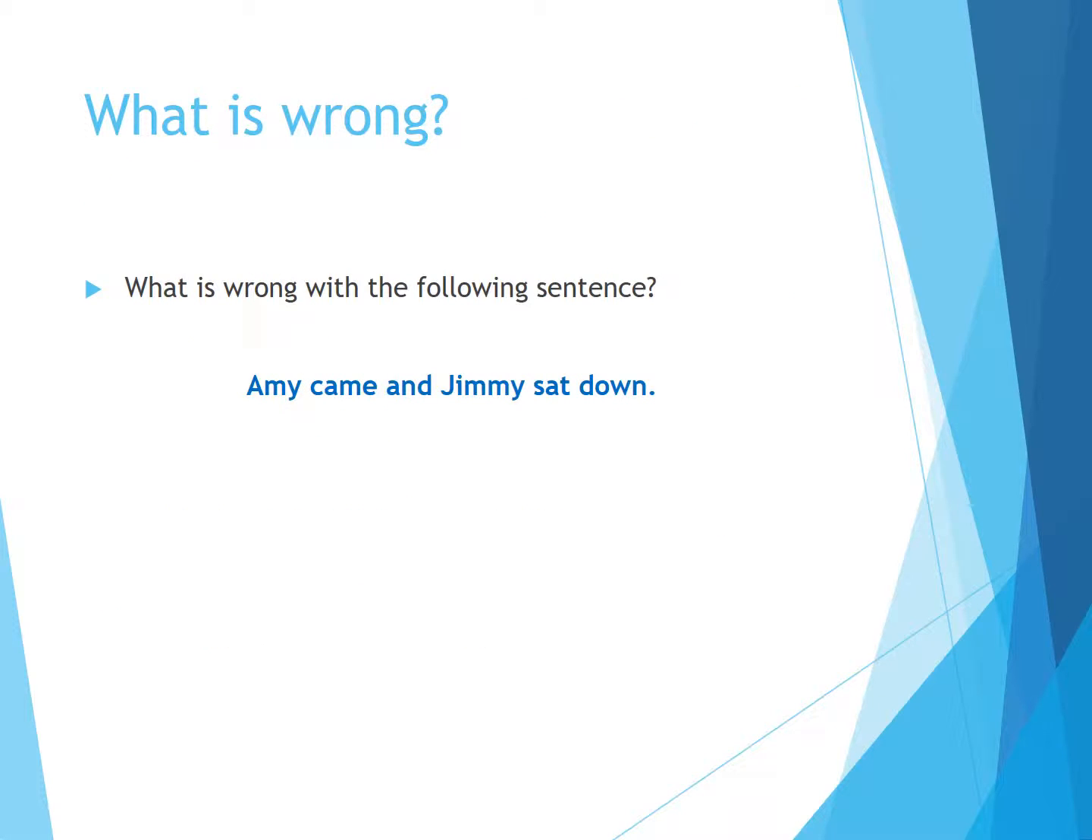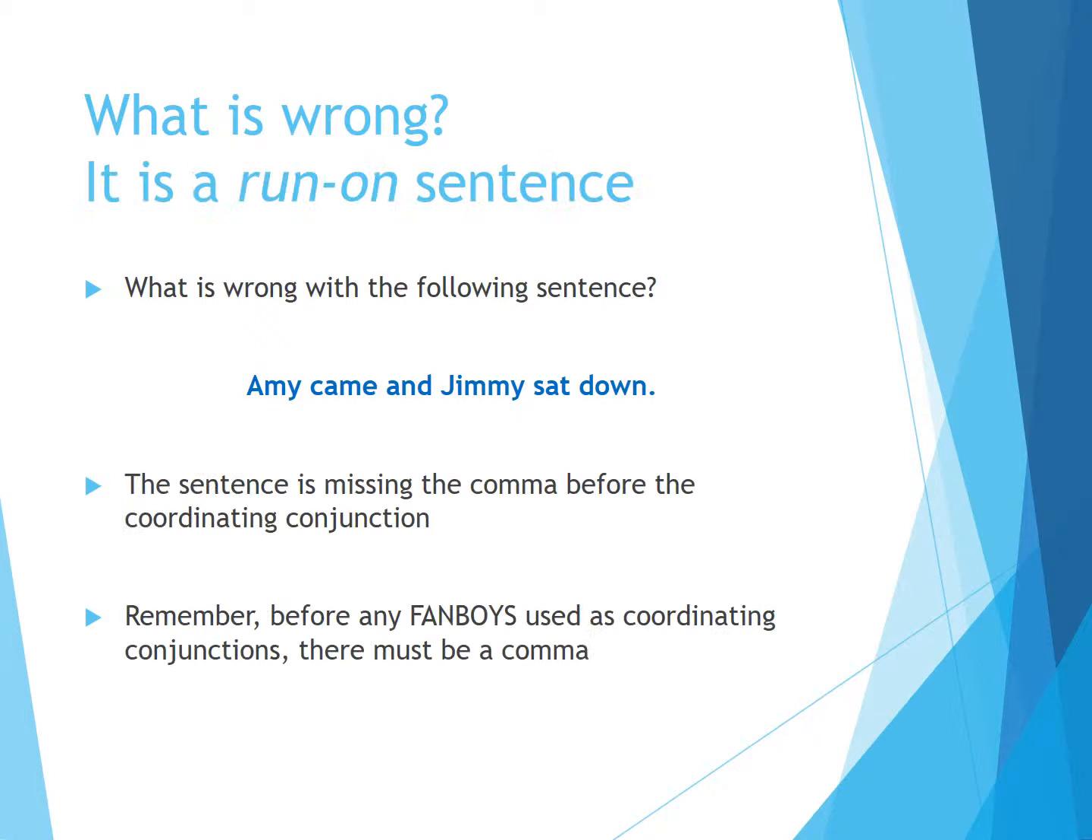Now, what is wrong with the following sentence? Amy came and Jimmy sat down. Basically, it is a run-on sentence. The reason why is that it is missing the comma before the coordinating conjunction. Remember, any fanboys used as coordinating conjunctions must have a comma before them.